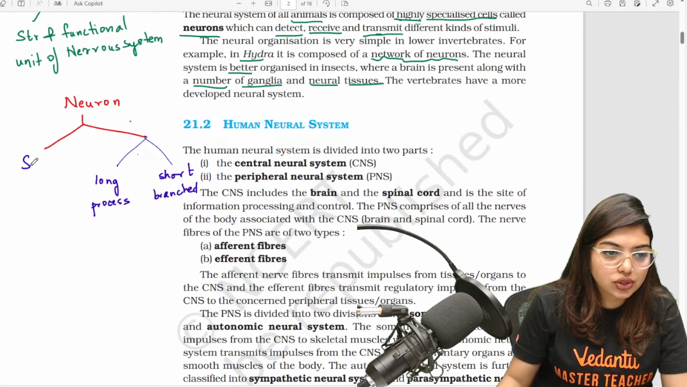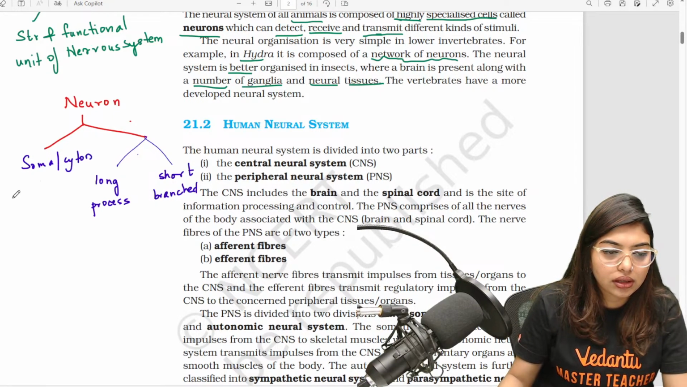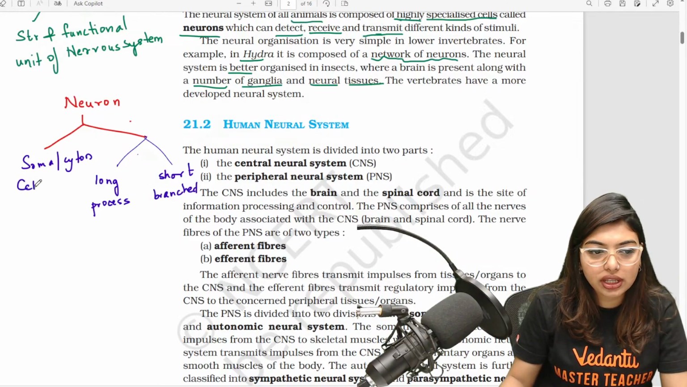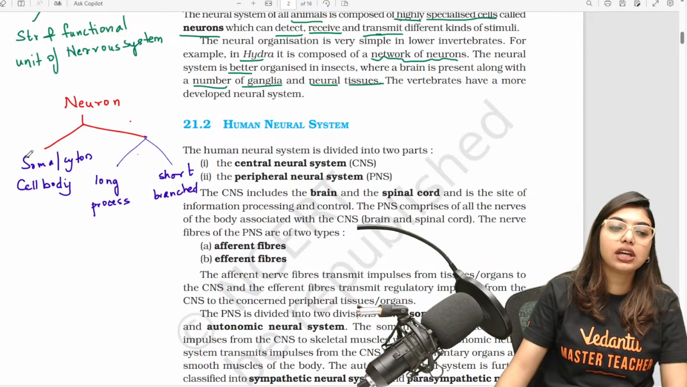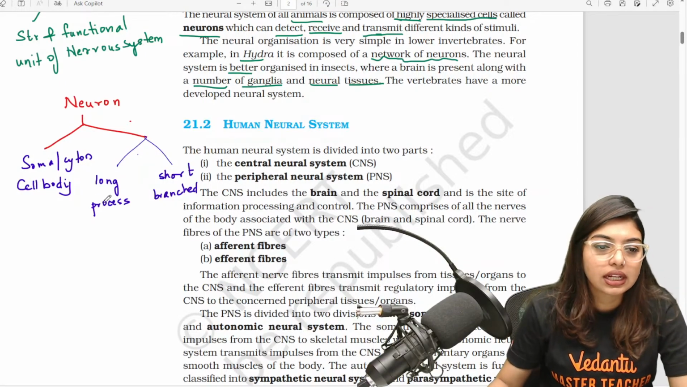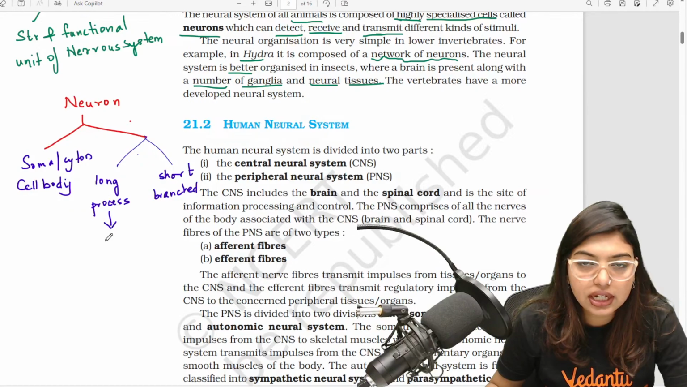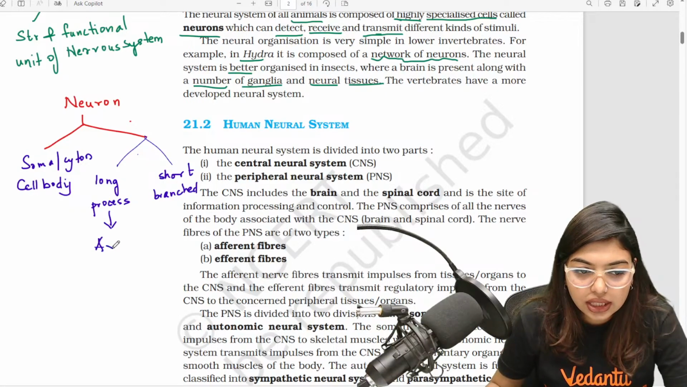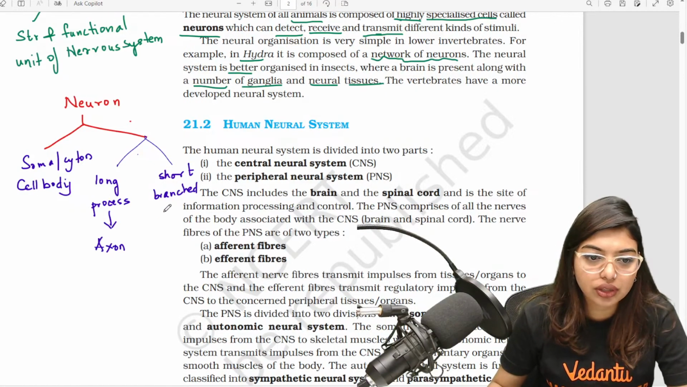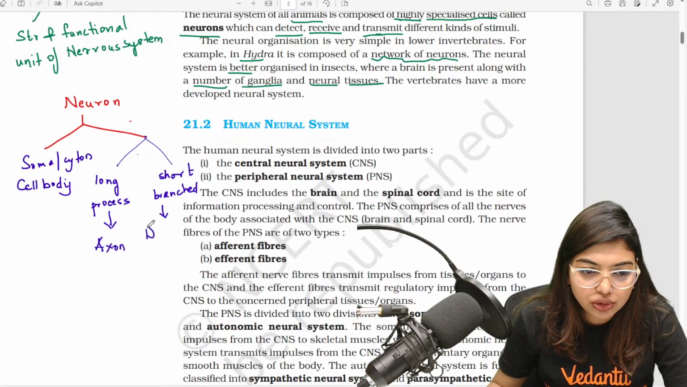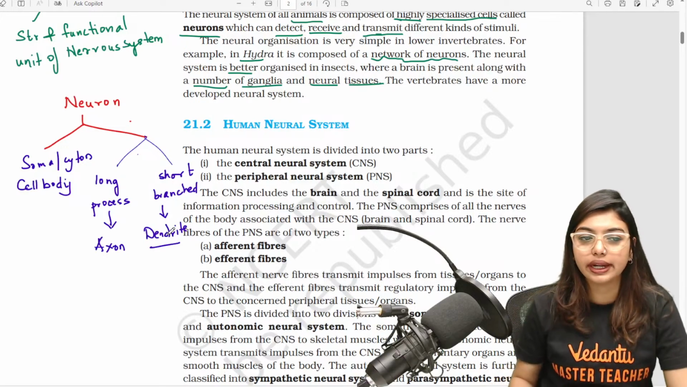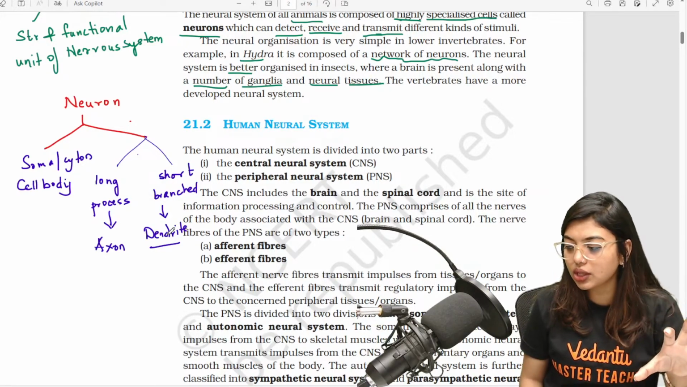Here I'm going to write soma, cyton. Okay, soma, cyton, cell body, many words are there. Perikaryon, all these words are going to indicate the cell body. Now long process is going to be something that is long, unbranched, that is going to be none other than your axon. Short branched is going to be your dendrite. So this is how your neurons are going to be categorized.